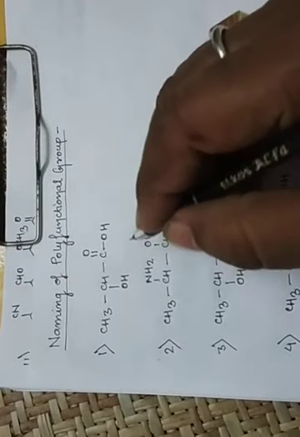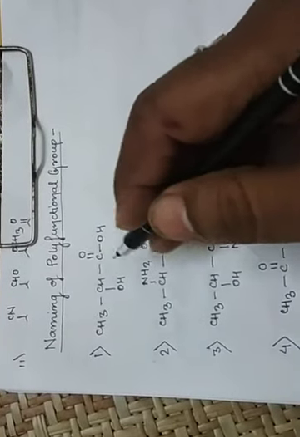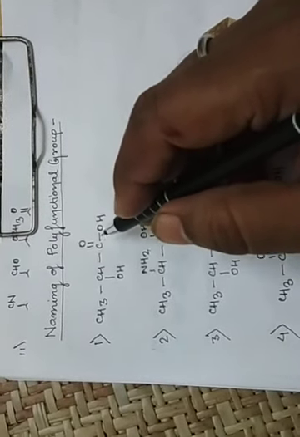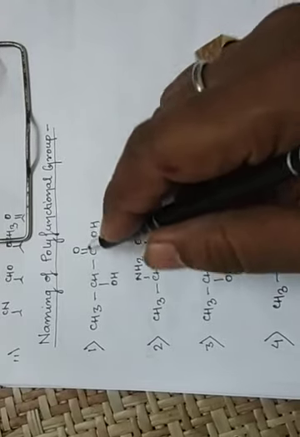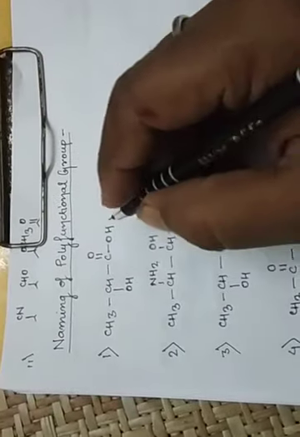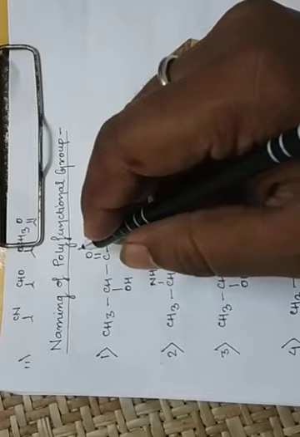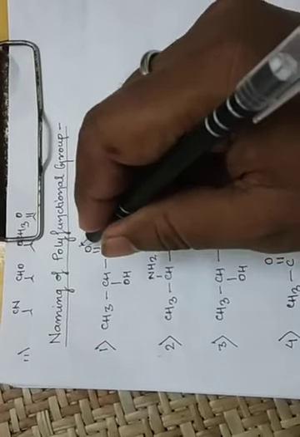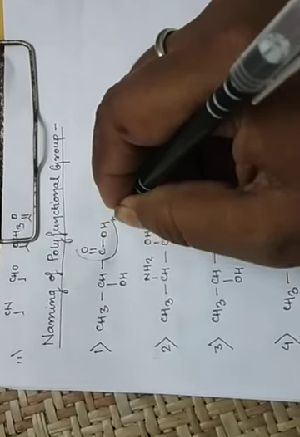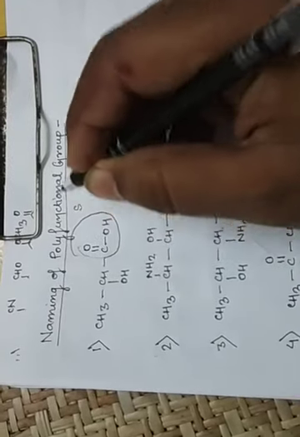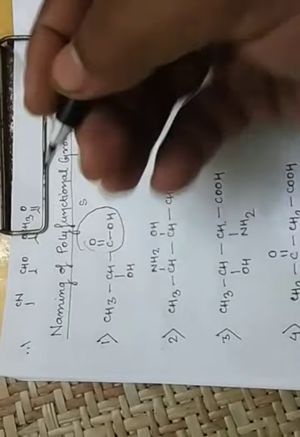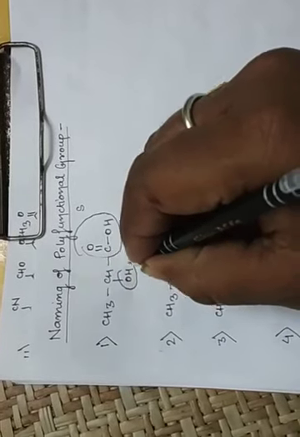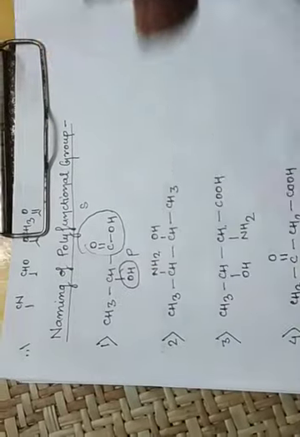First, consider how many groups are there. There is a COOH group and an OH group. You know very well COOH is the first priority functional group. So COOH is the main functional group, and you apply the suffix for it. The other functional group in the structure, you write in prefix form.